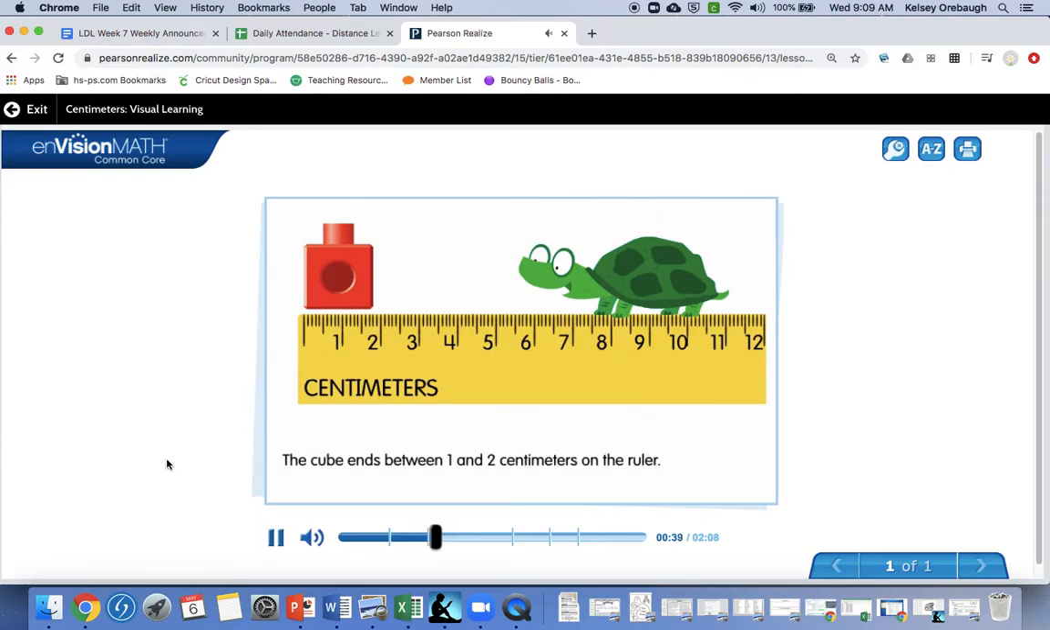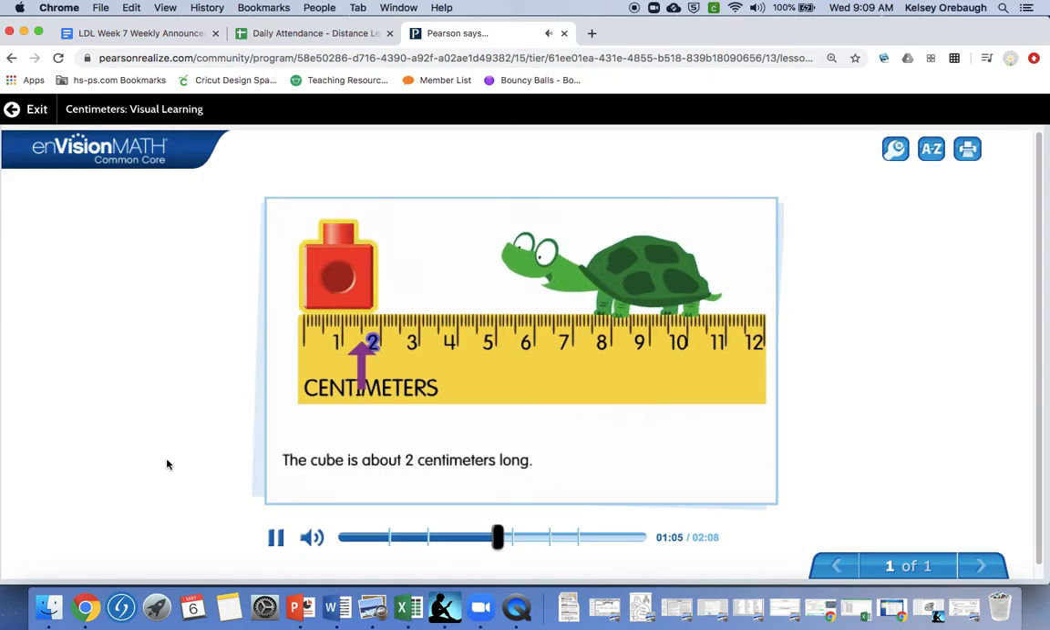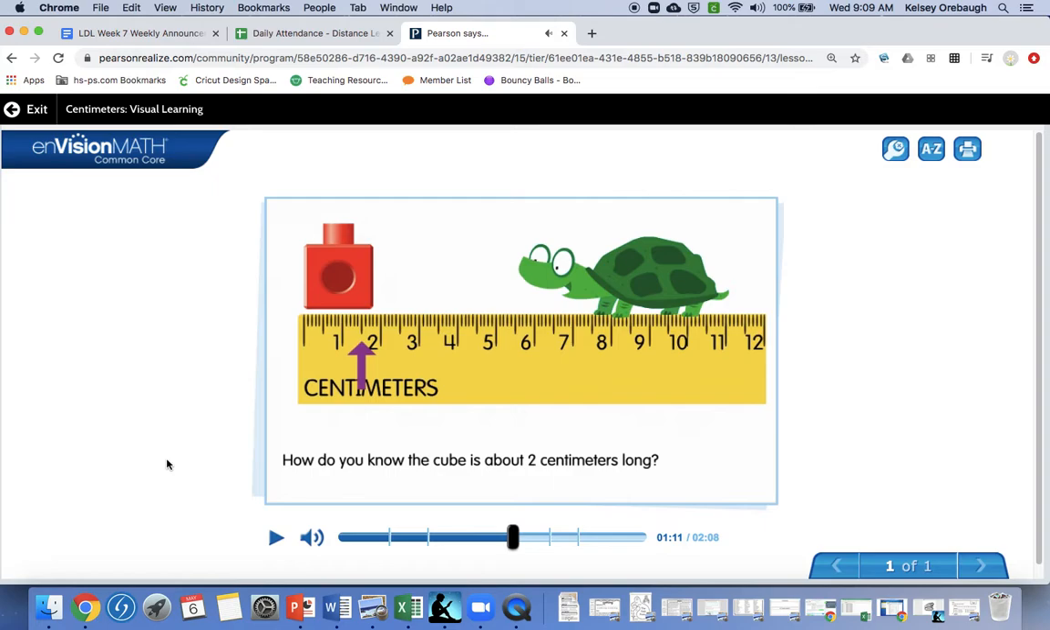The cube ends between 1 and 2 centimeters on the ruler. To measure to the nearest centimeter, look for the halfway mark. It is halfway between 1 and 2 centimeters. If the object is longer than halfway, use the greater number. The greater number is 2. The cube is about 2 centimeters long. How do you know the cube is about 2 centimeters long?